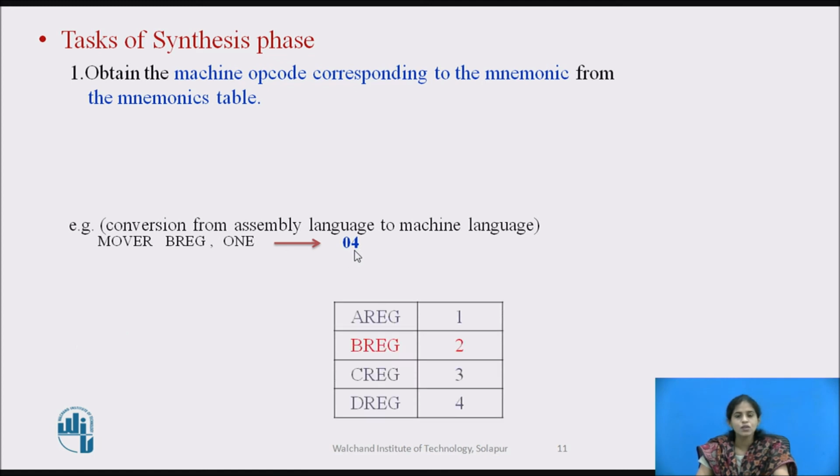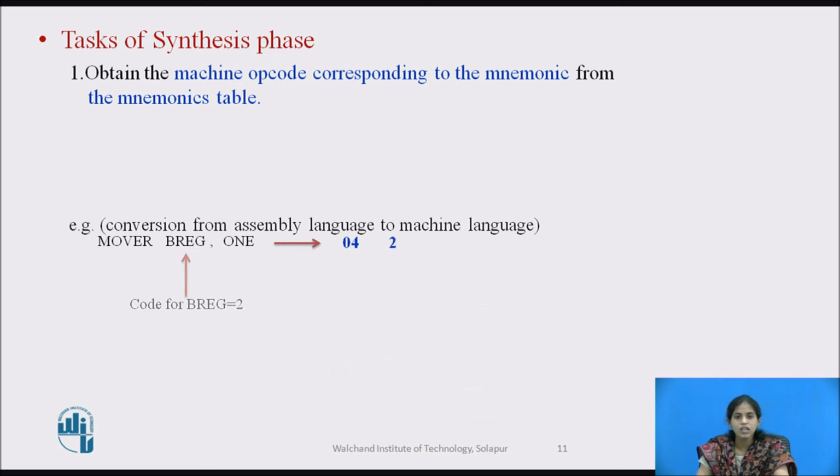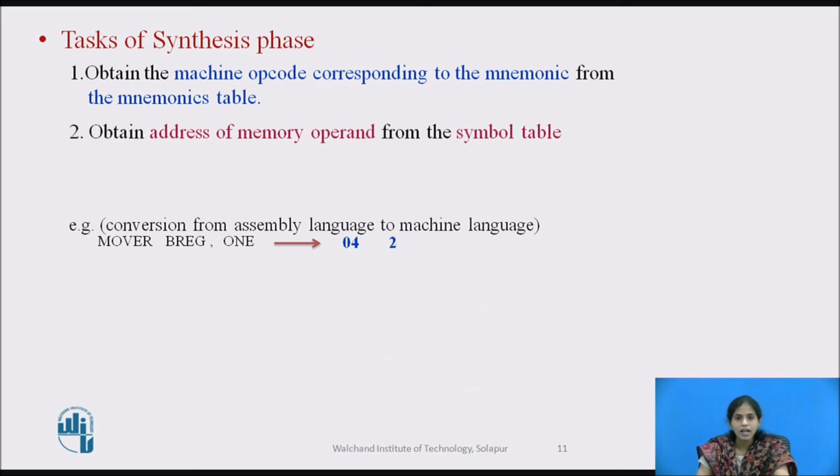For the second task, we also require the code for the B register. The code for register B is 2, which we also obtain from the table, so we specify 2. Next we obtain the address of the memory operand from the symbol table, because the second operand is 1, a symbolic name. That symbolic name was already entered in the symbol table, so we obtain the memory address of that symbol from the symbol table. Assume the address of symbol 1 is 100.